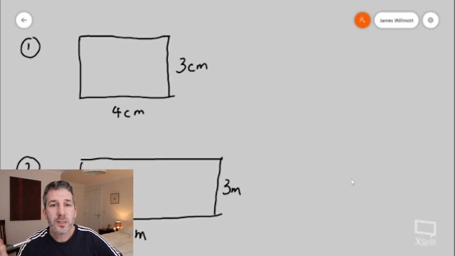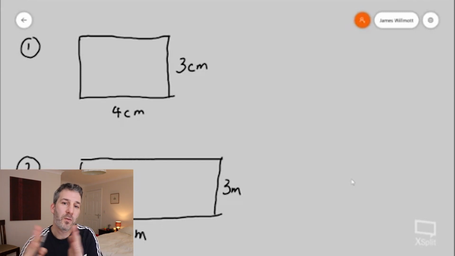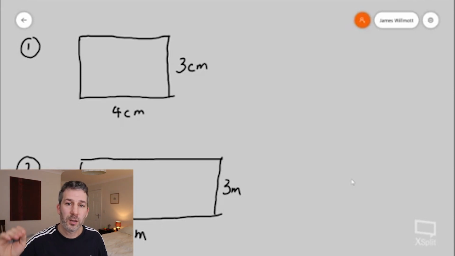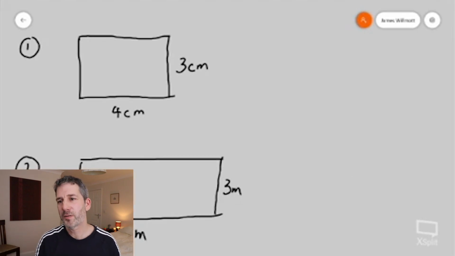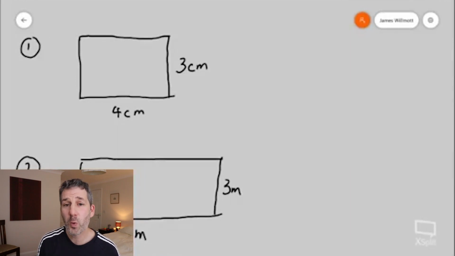If you look at this first example, I've got a rectangle that is 4 centimeters along and 3 centimeters up. And we measure area in squares. How many squares would fit into that rectangle? So yes, we've got this rectangle that's 3 centimeters high, 4 centimeters wide. We want to know how many squares fit inside that. That's what our measurement of area is. How many squares fit inside something?